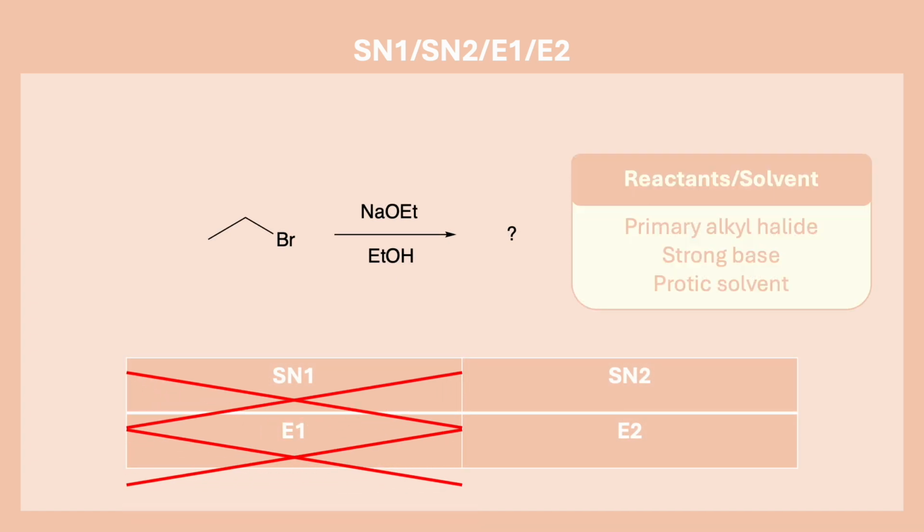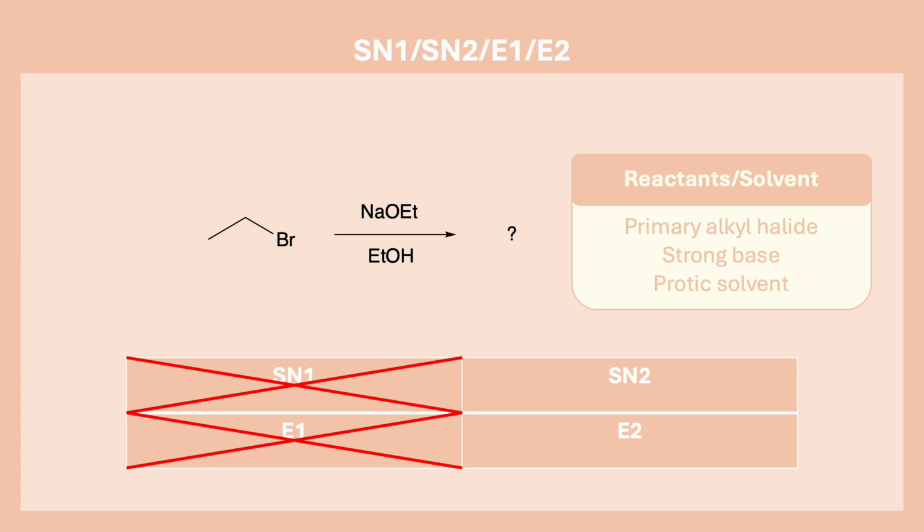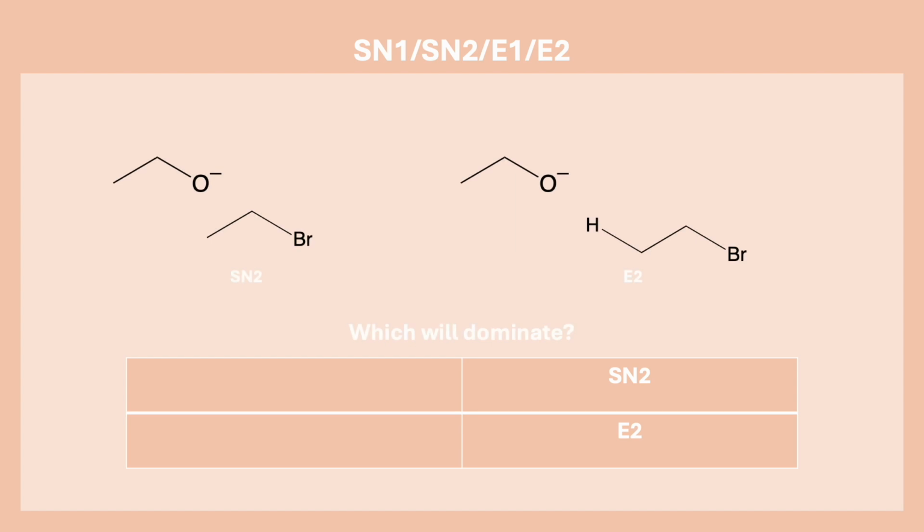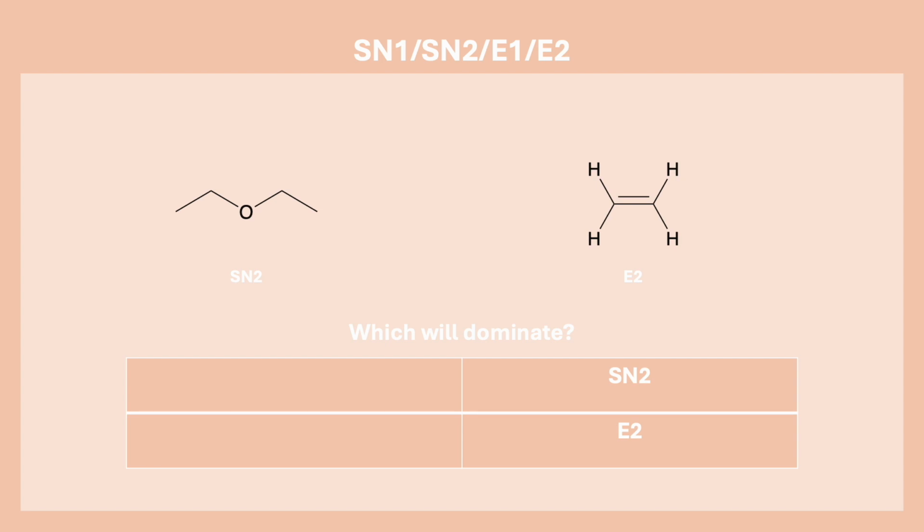Both of these reactions will be occurring, but one will occur at a quicker rate than the other. The conditions for the reaction are a primary alkyl halide, a strong basic nucleophile, and a protic solvent. This is the SN2 mechanism. This is the E2 mechanism. As the base used is non-bulky, the SN2 reaction will occur at a quicker rate.